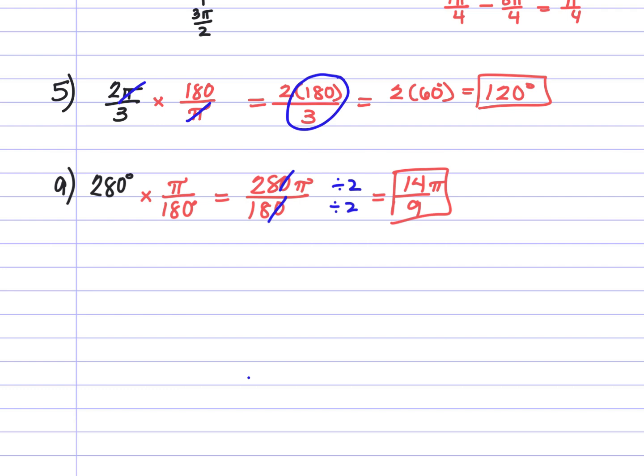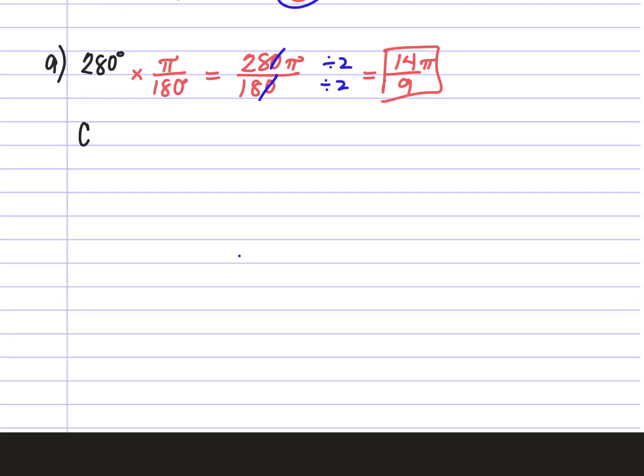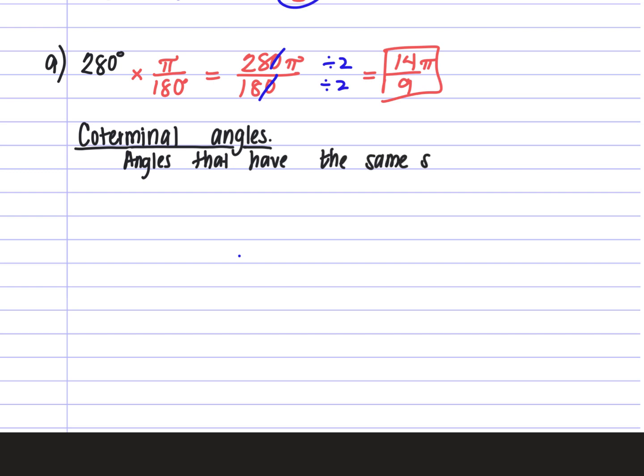Let's look at the next section where we're looking for coterminal angles. Just to make sure we know what that means before we actually do an example, think of it like there are multiple angles that have the same starting point. So I'll write that on here, angles that have the same starting point, the same start and stop.